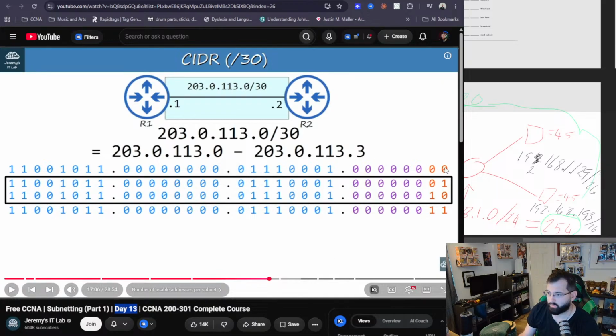Okay, so then we have 1, 2. Those are our only 2 options. So we can either have 1, 0, 2, because that 1 represents 2, 1, 2, 3. 4 addresses with this subnet.